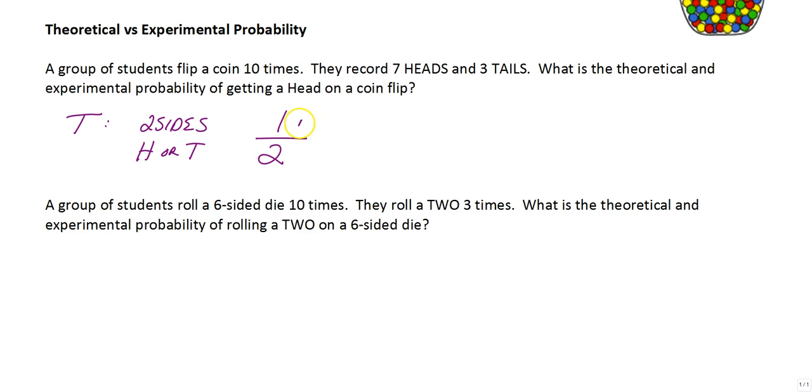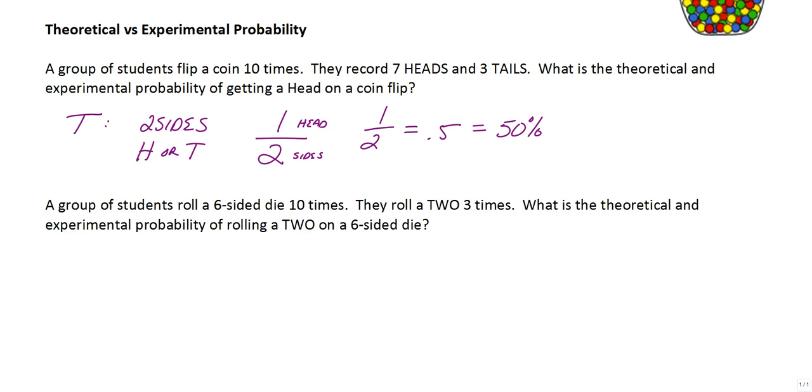Okay? So you have one head out of two sides to a coin. So your theoretical probability is 1/2, which could also be written as 0.5, a decimal, which could also be written as 50%. Now, all of those are technically probabilities. Usually we go with 1/2, but all three of those are technically correct answers. Now, experimental.